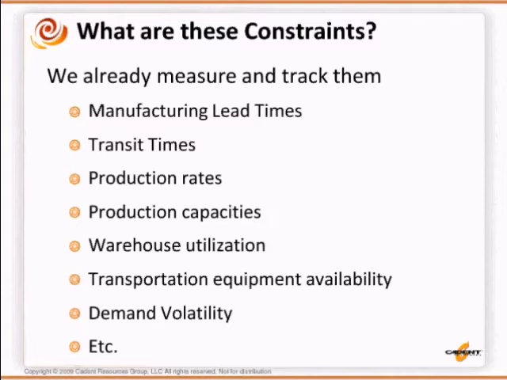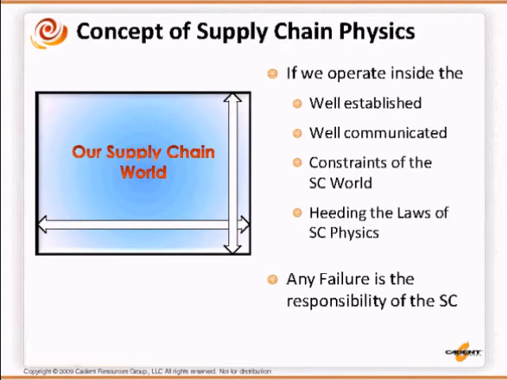driving up cost. We all know at month end, quarter end, year end, oftentimes all the transportation equipment that we need to move goods to customers is not always available. And then we have something called demand volatility, which we deal with all the time in trying to make our forecasts more accurate or our demand plans more accurate. So these are the constraints that we're dealing with.